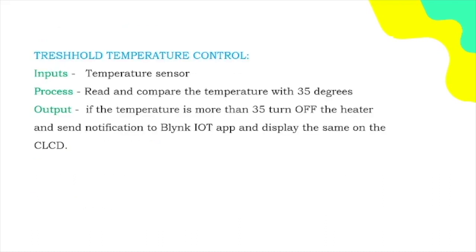After that, threshold temperature control. The input is temperature sensor, and the process is to read and compare the temperature with 35 degrees Celsius. And the output is: if the temperature is more than 35 degrees Celsius, then turn off the heater, send a notification to the Blynk IoT app and display the same on the CLCD.